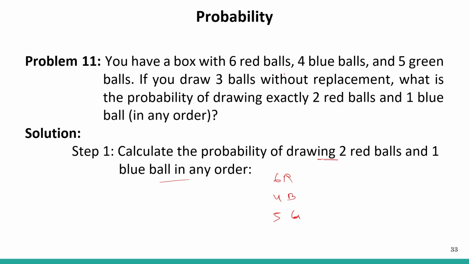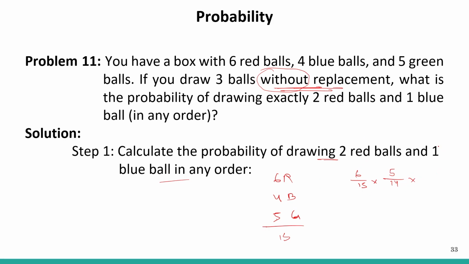Always remember this part, whether it is without replacement or with replacement, because with these two scenarios the answer differs very vastly. So what is the probability of drawing exactly 2 red balls? Let's first find out the probability of drawing a red ball. The total number of balls is 6 plus 4 plus 5, which is 15. So drawing a red ball in the first slot will be 6 by 15. Then after drawing 1, the total number of balls remaining is 14, and the number of favorable outcomes to get a red ball is 5.